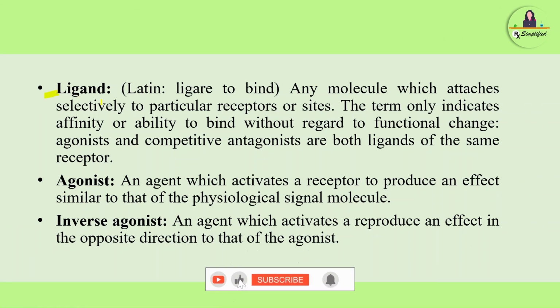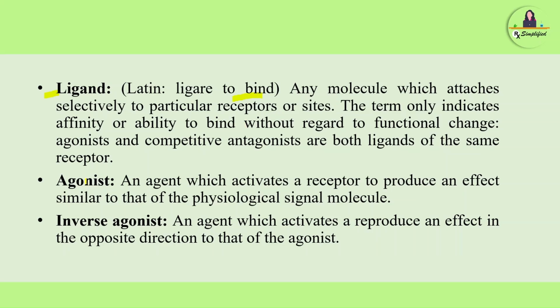First is the ligand. Ligand is derived from the Latin word ligar. Ligar means to bind. Any molecule which attaches selectively to particular receptors or sites. The term only indicates affinity or ability to bind without regard to functional change. Agonist and competitive antagonist are both ligands of the same receptor. It means anything that binds to the receptor is called a ligand, either an endogenous molecule or any drug. Both agonist and antagonist bind to the receptor, so these are also ligands.